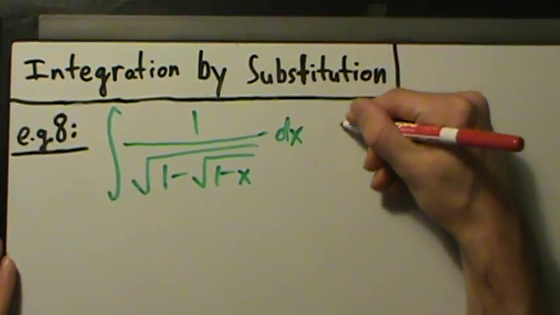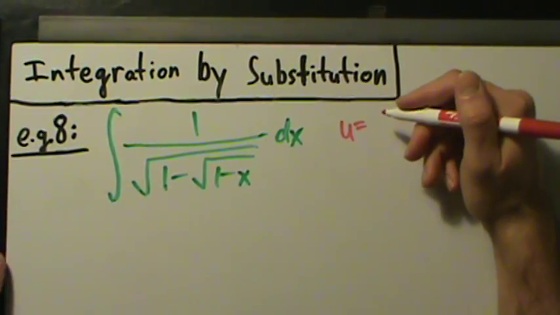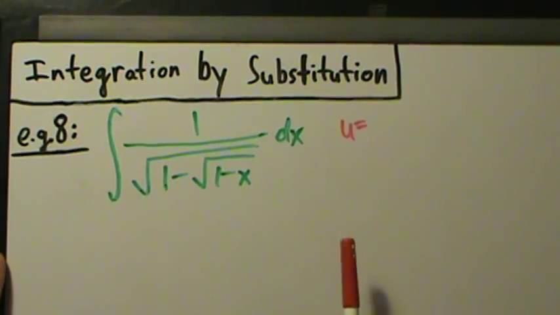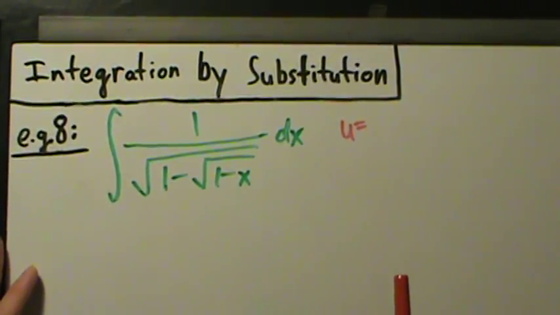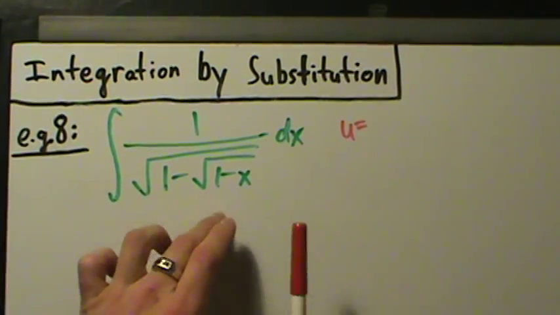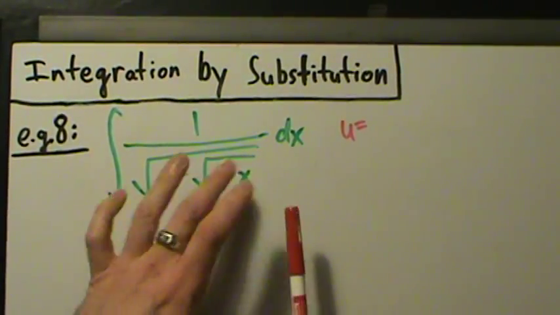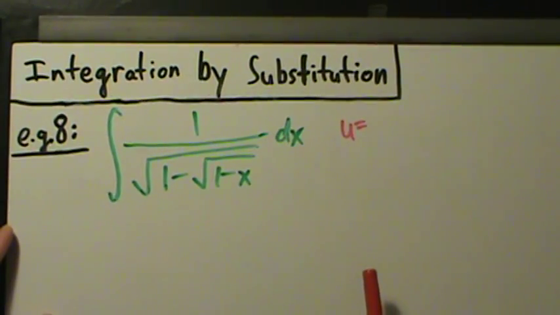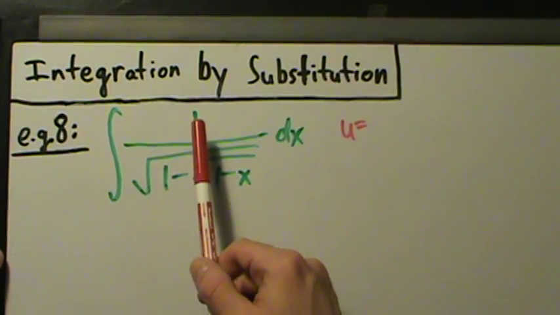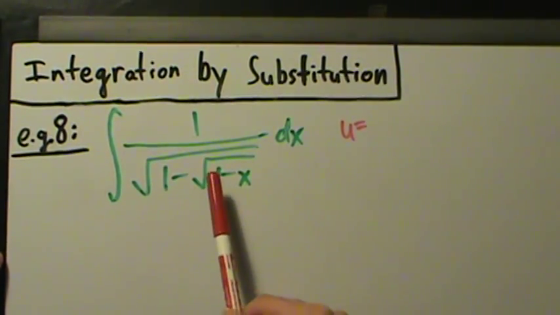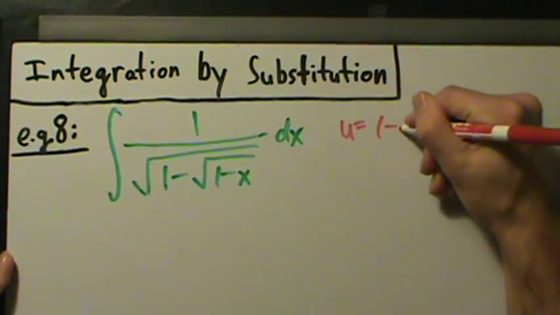So what do we want to let u be? Remember, we're looking for a function and a constant multiple of its derivative. Nothing really jumps out, right? If a function and a constant multiple of its derivative aren't jumping out at us, then we can try and let u be the inside guy. We have a couple inside guys, right? So 1 over the square root of 1 minus root 1 minus x, we can let u be that.